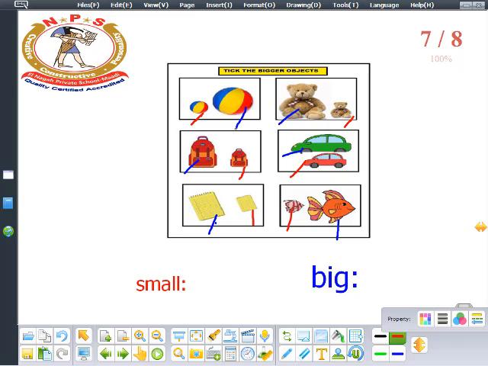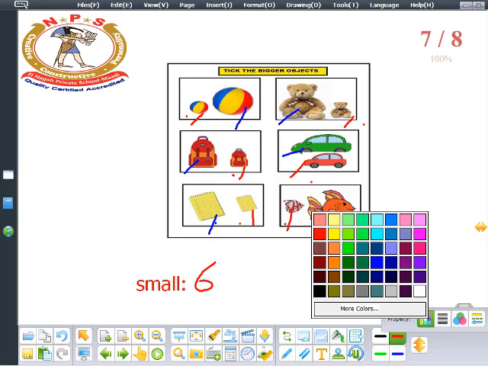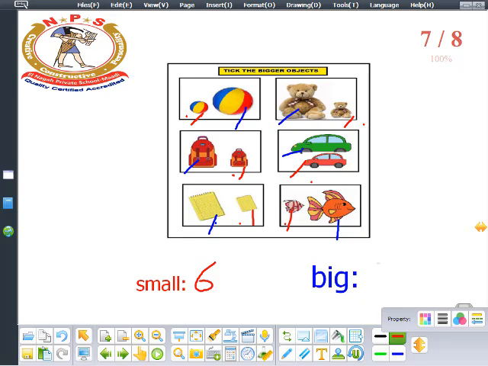So how many small do we have? How many small ones? 1, 2, 3, 4, 5, 6. Here we have 6 small ones. What about the big ones? Let's count them. 1, 2, 3, 4, 5, 6. How many big ones? Big pictures are 6. Well done. So here we have 6 small pictures and 6 big pictures.